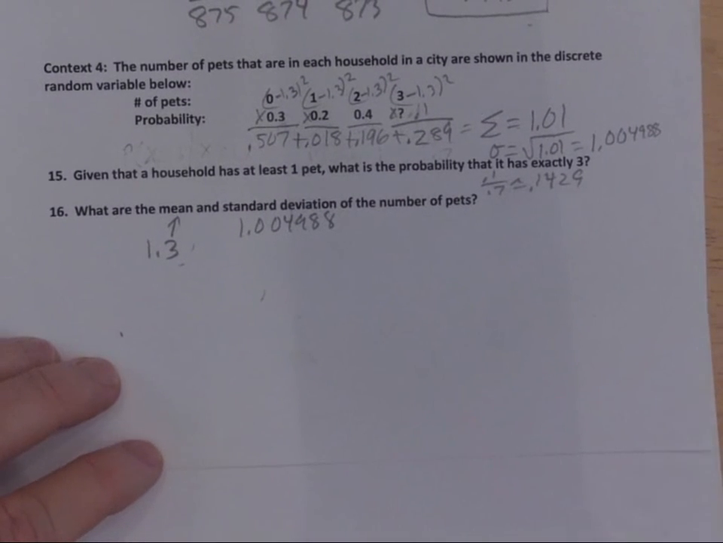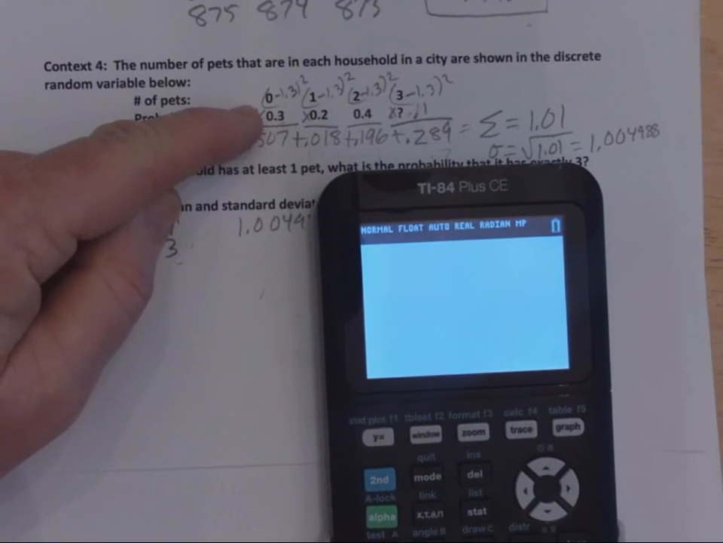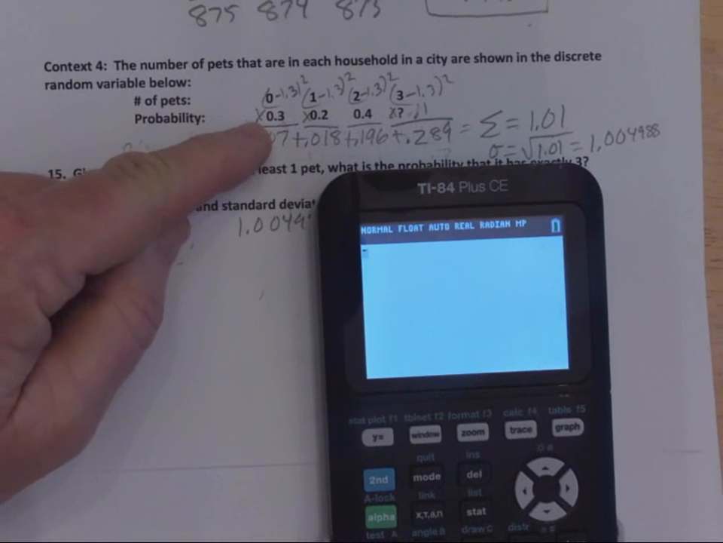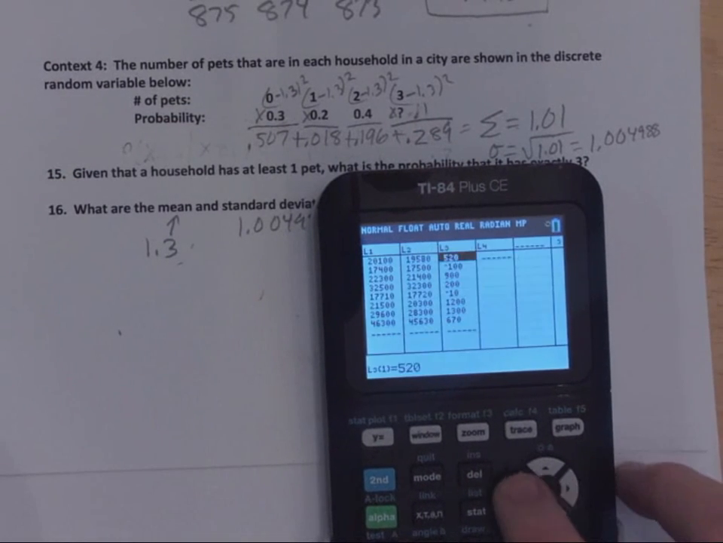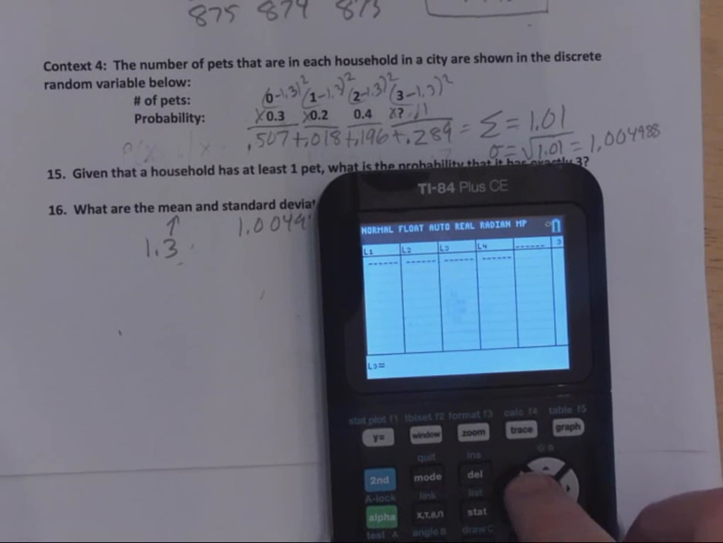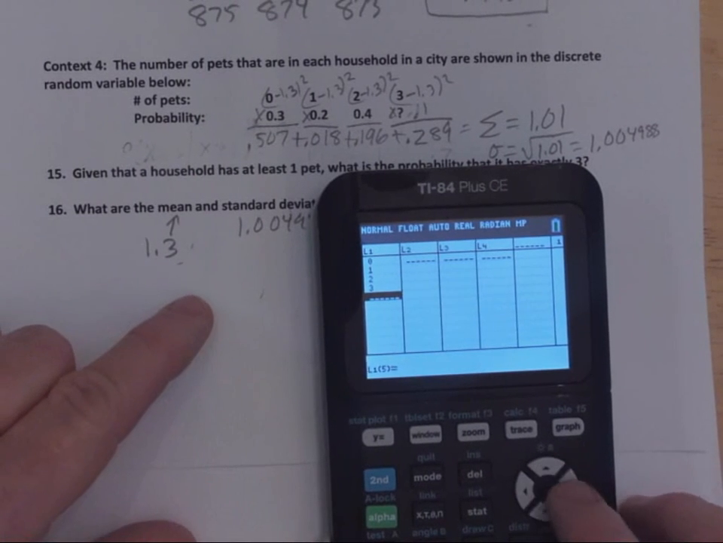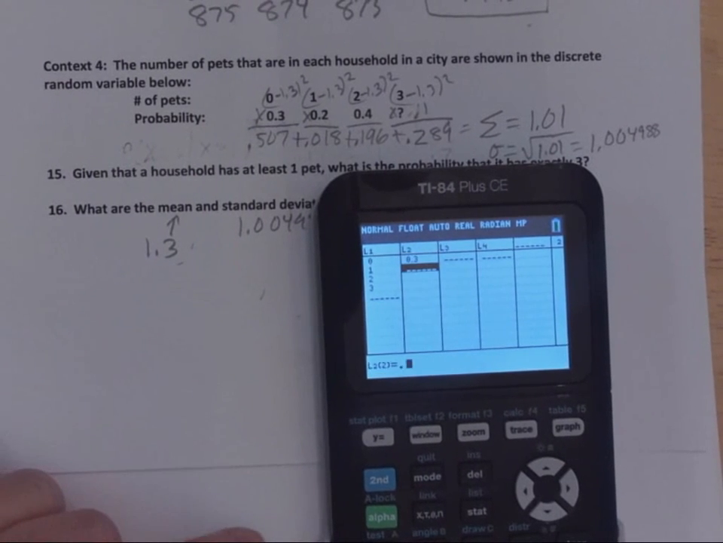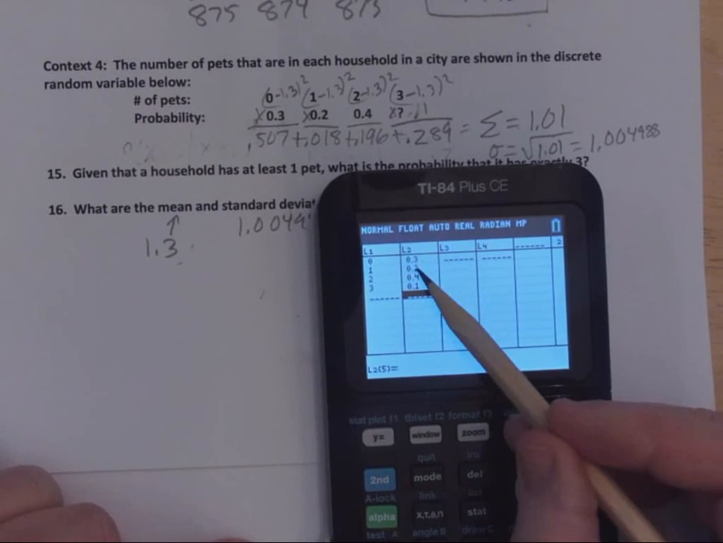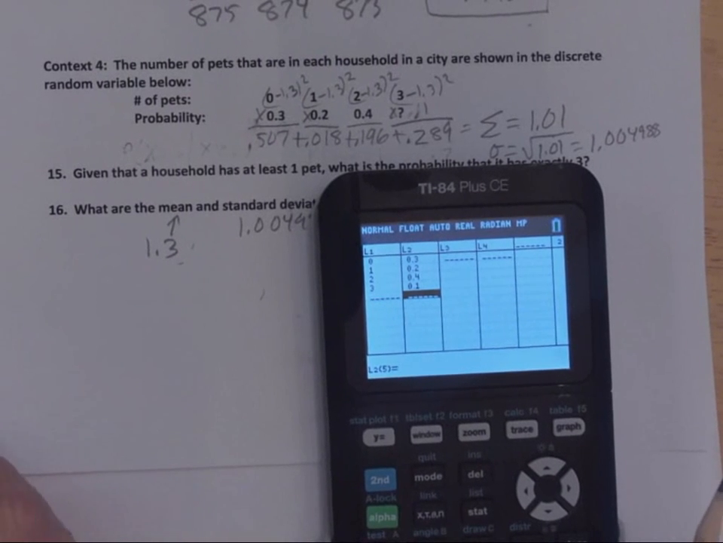Using your calculator, we can put the number of pets in list 1 and then the probabilities in list 2. So if we go stat and edit, I will clear these out. In list 1, we put the number of pets: 0, 1, 2, and 3. Then in list 2, we put the probabilities: 0.3, 0.2, 0.4, and 0.1. Those are, in essence, our frequencies. 0 is occurring 30% of the time, 1 is occurring 20% of the time, and so forth.